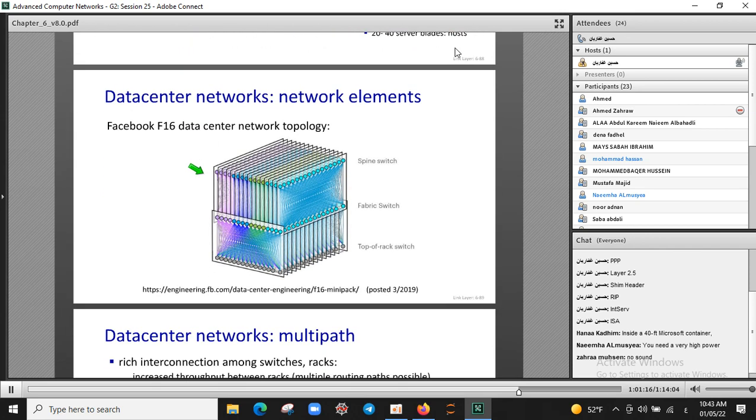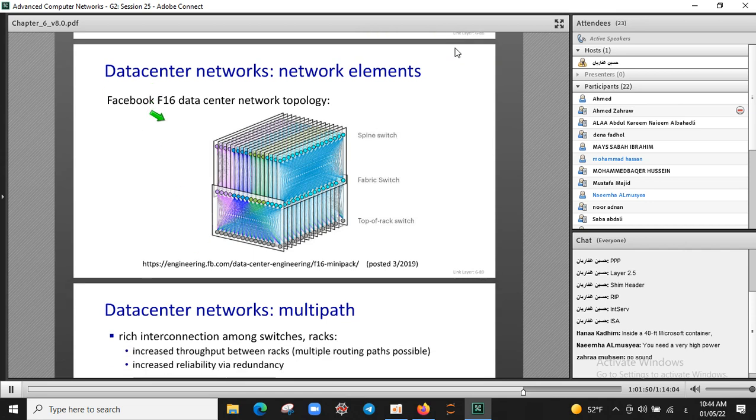Look at this one here. This is part of Facebook data center. You can see here, in the top part of this structure here, you can see different number of switches and a switch fabric, and finally those switch fabrics are connected to top of rack switches. This is a structure, F16, Facebook F16 data center. Okay.